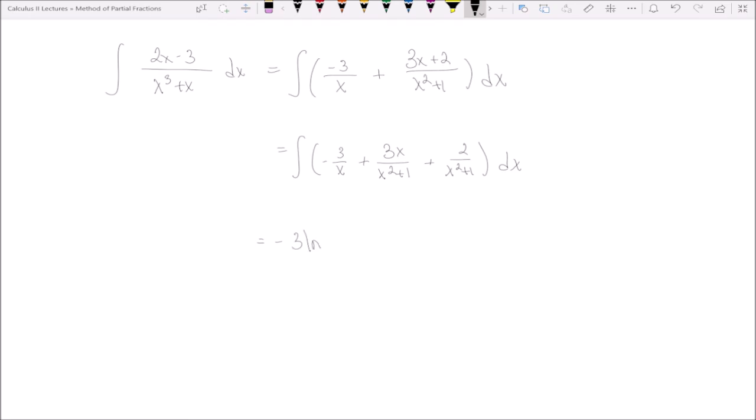Get negative 3 log absolute value of x, plus 3/2 natural log absolute value of x squared plus 1. That is a simple u sub. Plus 2 times the inverse tangent of x, plus our constant.